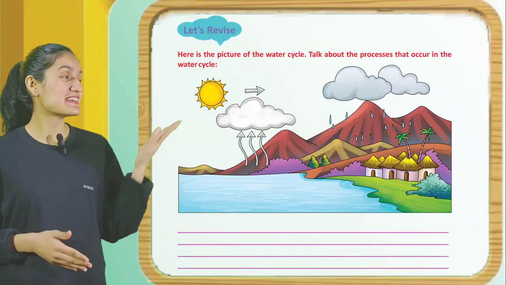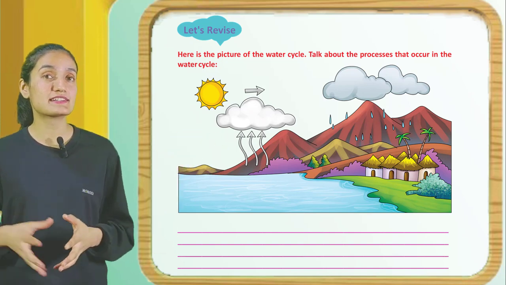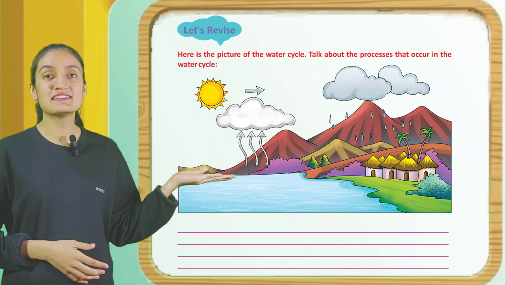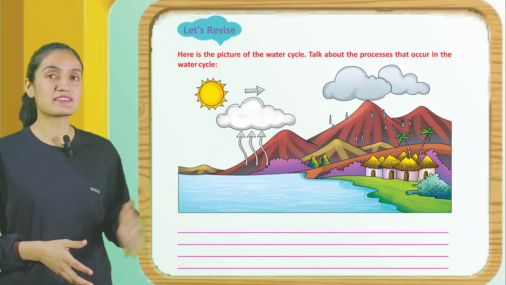So let's revise. Here is the picture of the water cycle. Talk about the processes that occur in the water cycle. You can see a picture of the water cycle. Write down about the water cycle in the space given below.